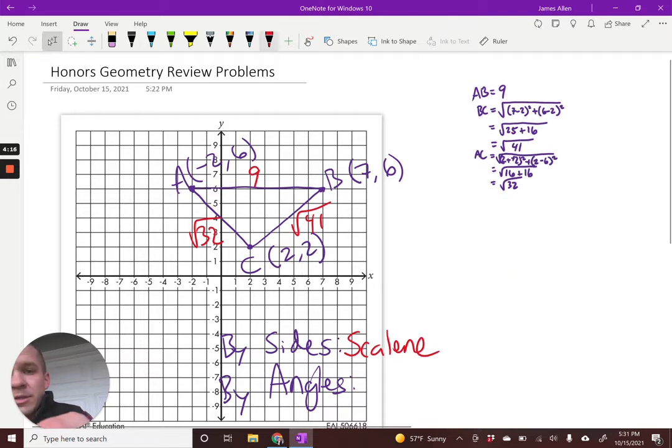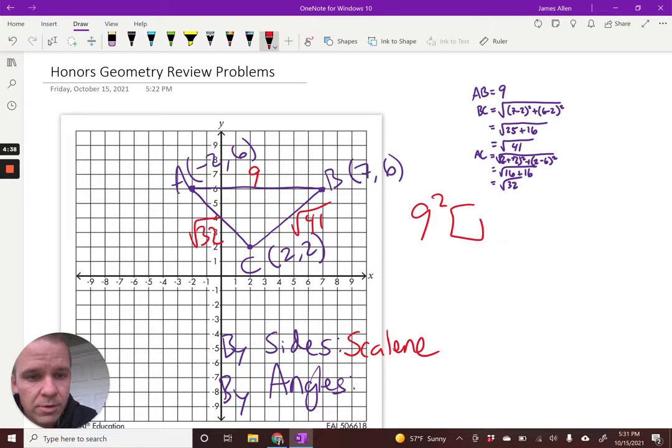Okay, so now I'm going to use my Pythagorean converse. I'm going to take my longest side. Well, I know that 9 is my longest side, because the square root of 41 is between 36 and 49, so it's going to be somewhere between 6 and 7, right? Square root of 32 is smaller than that. So 9 is going to be my largest, so that's going to be my c squared.